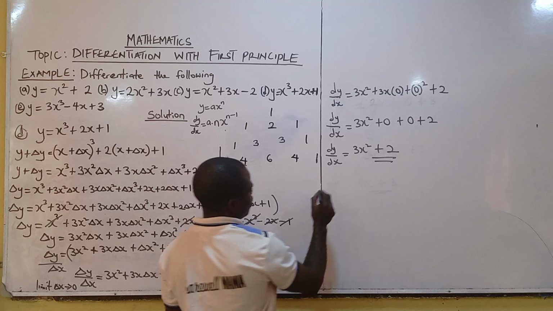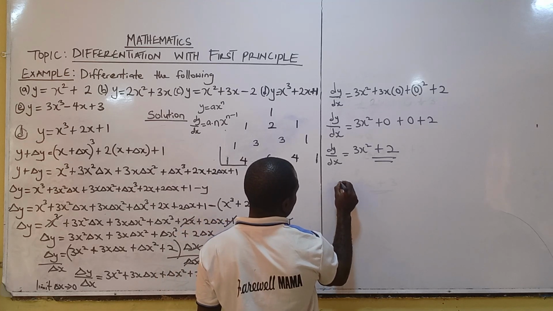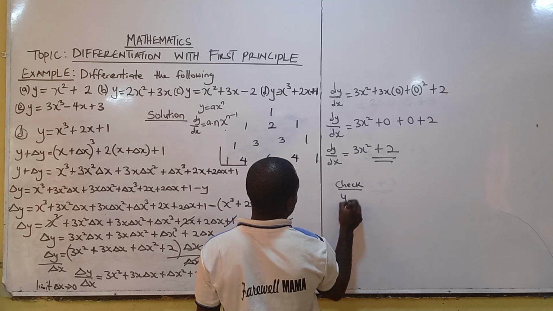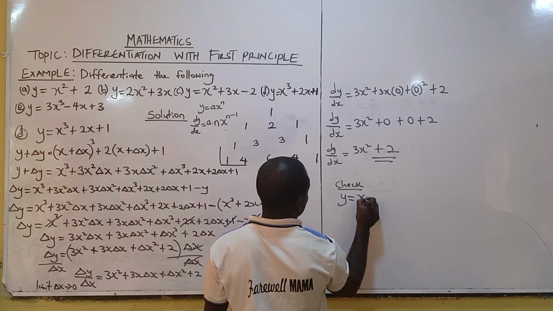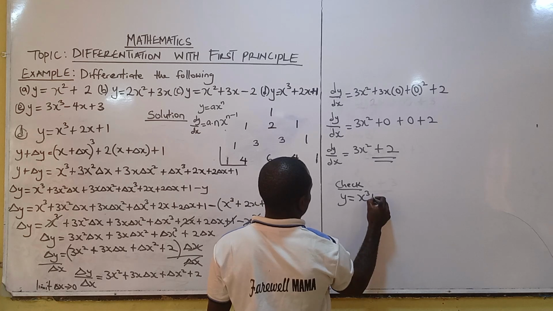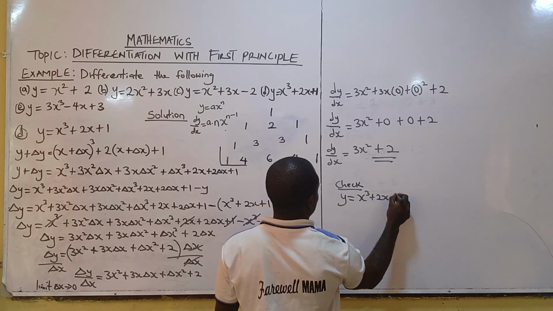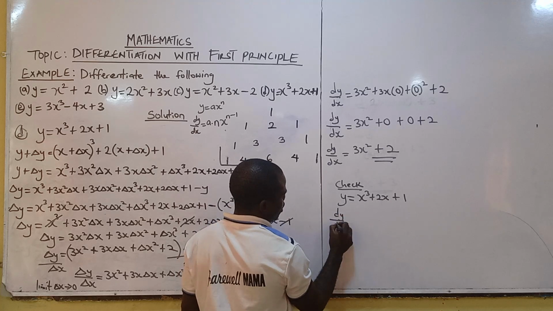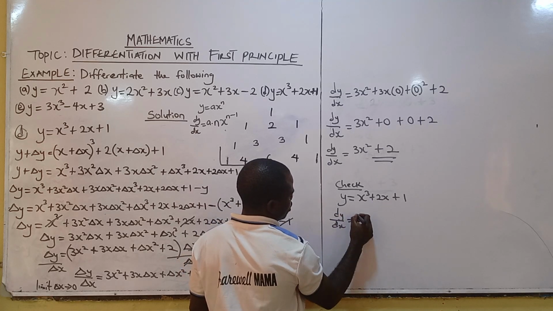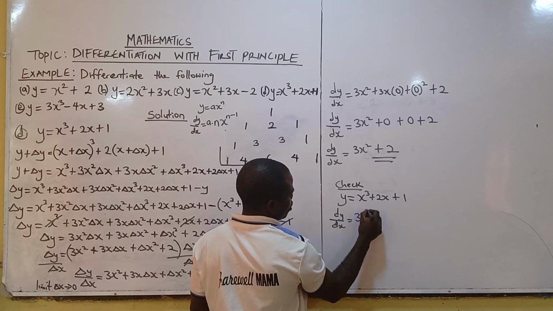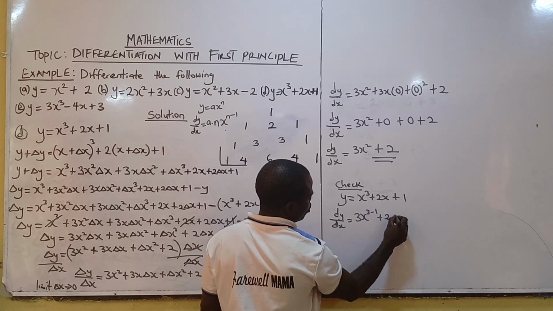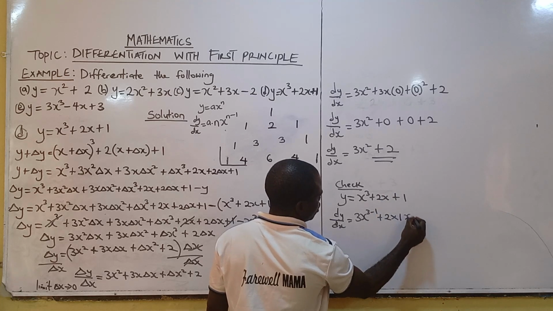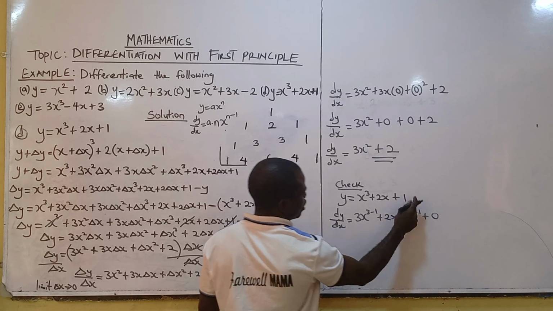method to confirm, say confirm or check. Say check. When you have y equals x raised to power 3 plus 2x plus 1. Now general method, you have dy over dx equals 3x to the power 3 minus 1 plus 2 times 1. This one here comes to the front. x to the power 1 minus 1 plus 0. Constant is always 0.